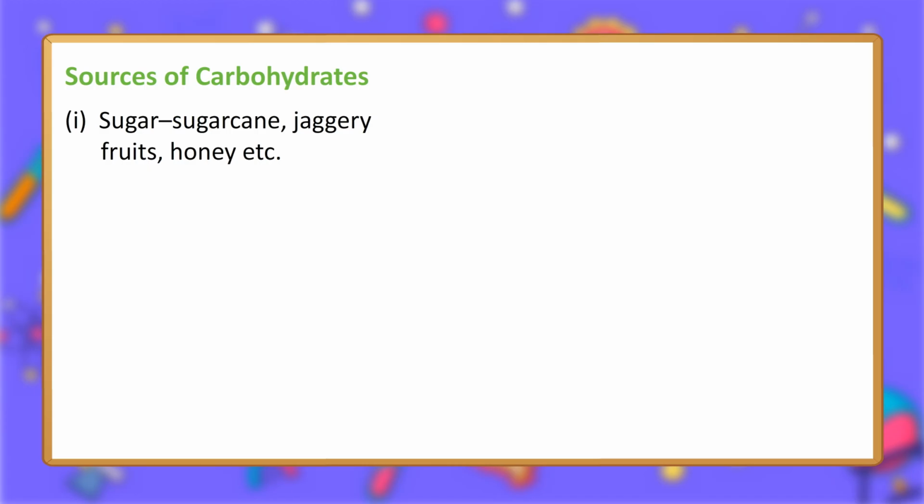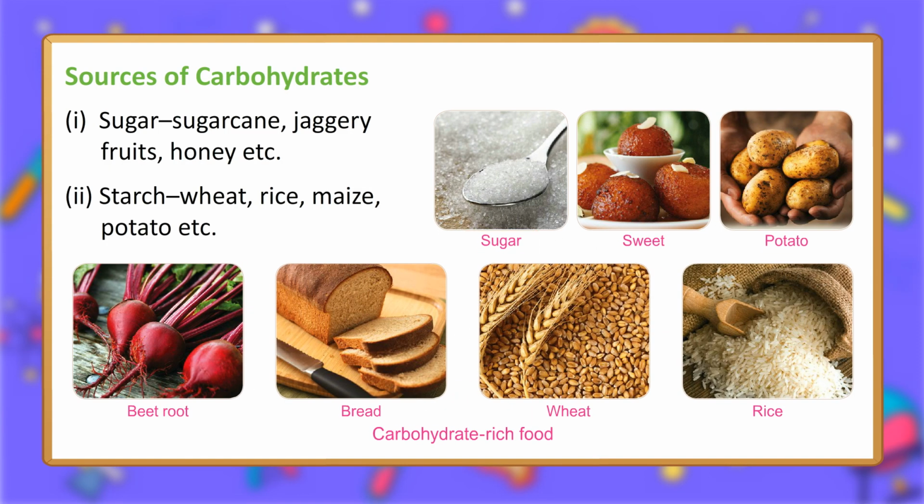Sources of carbohydrates. Sugarcane, jaggery, fruits, honey etc. Starch: wheat, rice, maize, potato etc. Sugar. Sweet potato. Carbohydrate-rich food. Beetroot. Bread. Wheat. Rice.